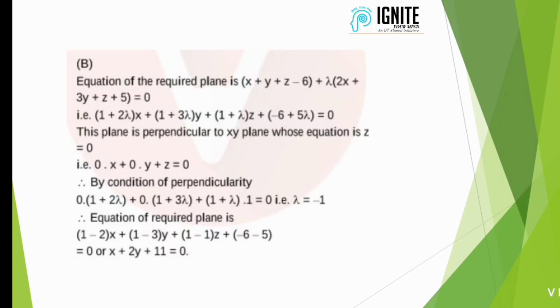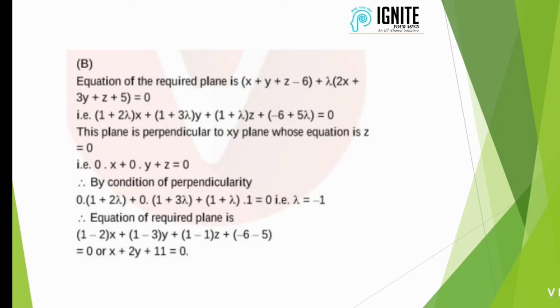Now, what is the additional information that is given in the question? This plane is perpendicular to the xy plane. So what does that mean? What is the equation of the xy plane? Z is equal to 0. So you can write it as 0 into x plus 0 into y plus z is equal to 0. That is the condition for perpendicularity. So what you do is take the coefficients and multiply them. That's how you find the equation of that particular plane.